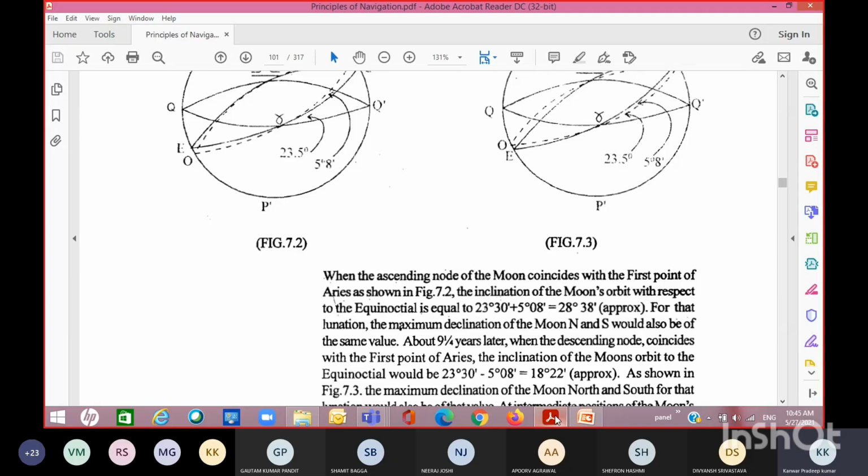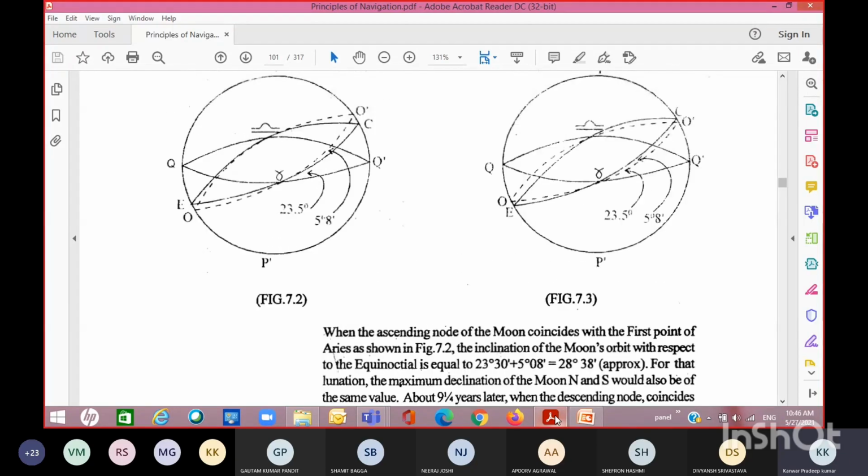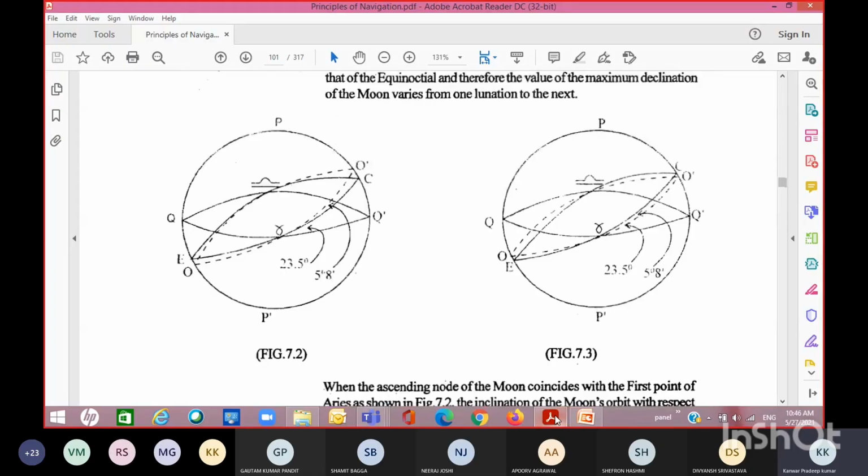After 9.25 years, because we said 18.6, when the descending node coincides with the first point of Aries, the inclination of the moon's orbit to the equinoctial would be 18.22 degrees approximately. On the other side, it will be less, because you can see in the ascending node, the declination is increasing. So Q dash, O dash is about 23.5 plus 5, about 28 degrees. But if you go on the other side, the declination starts decreasing also.